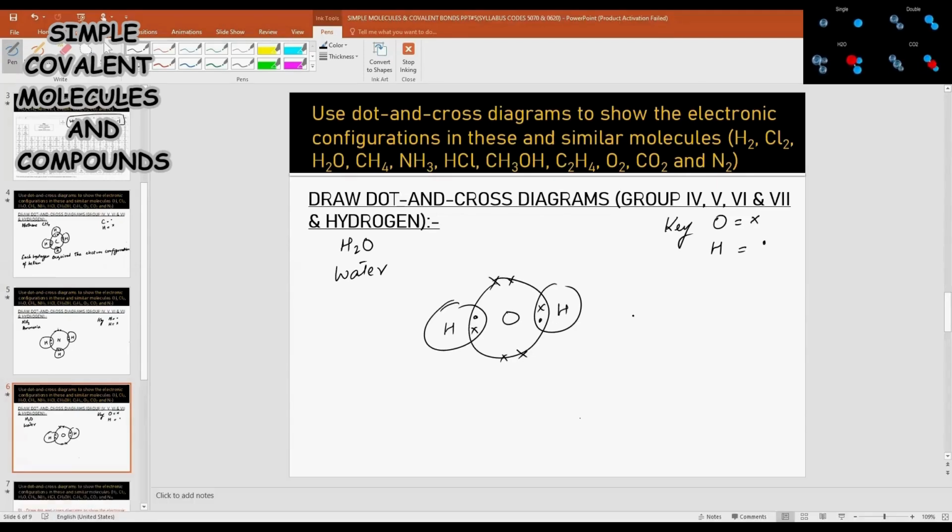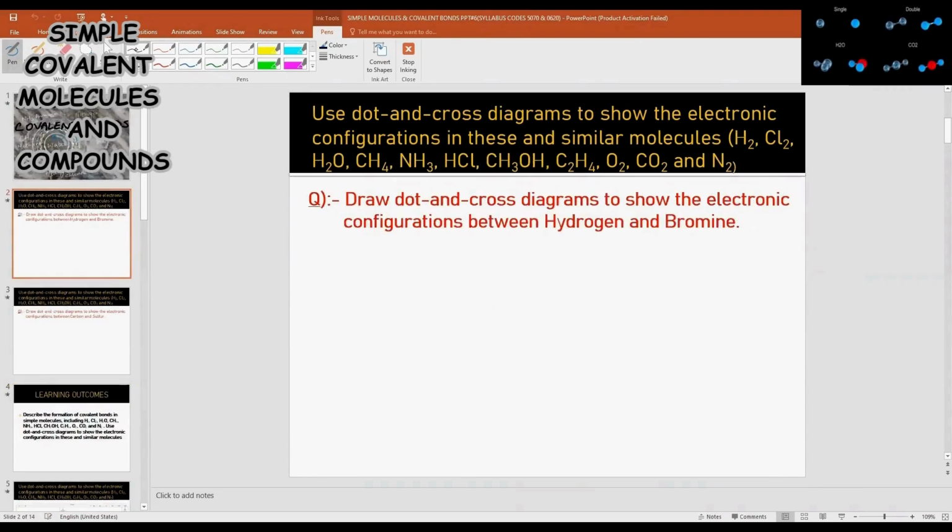You'll see all of these have completed their valence shell by sharing electrons. Oxygen got 8 in its valence shell now: 1, 2, 3, 4, 5, 6, 7, 8. And each hydrogen got 2: 1, 2, 1, 2. So all of these have completed their valence shell.